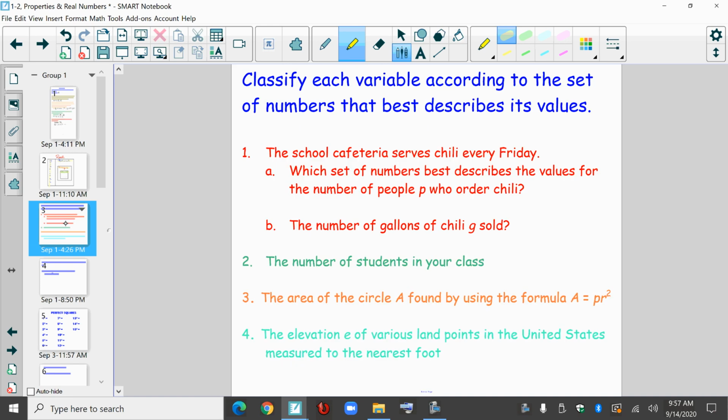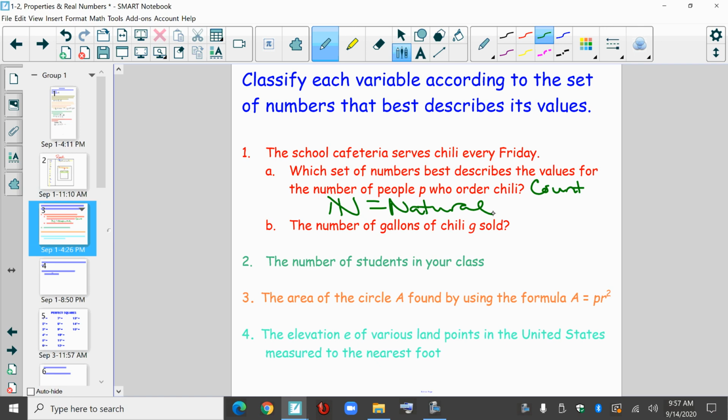Okay, so I'm going to give you a couple of examples. You're going to tell me how to classify these. So we're going to classify each variable according to the set of numbers that best describes its values. The school cafeteria serves chili every day. Which set of numbers best describes the value for the number of people P who order chili? Well, if you're ordering chili and you're a person, we are going to be counting. So if we're counting, the numbers that are counting are the natural numbers, because you can physically count the people. And you can't have a half a person. You either have a person or you don't.